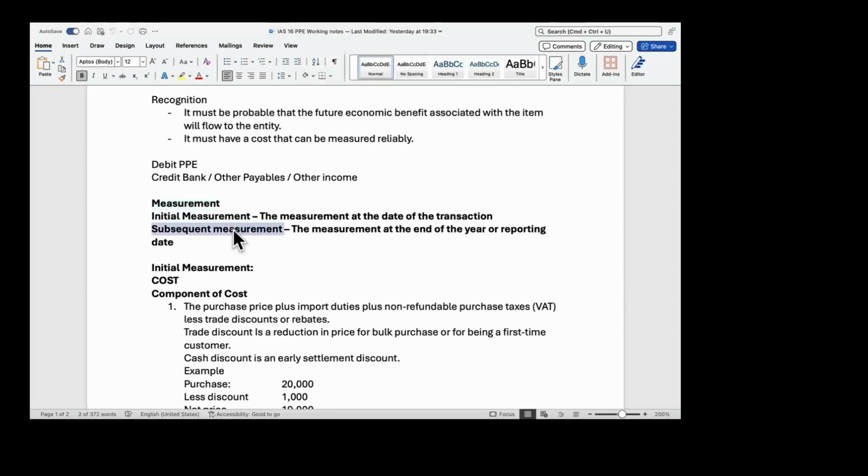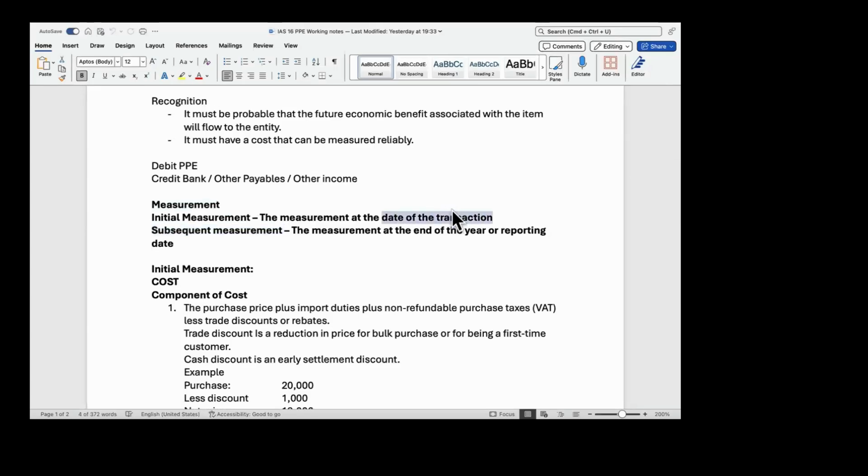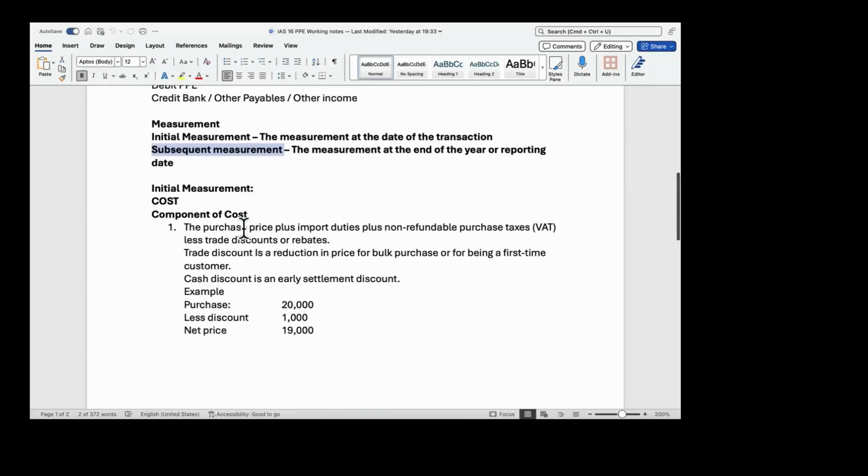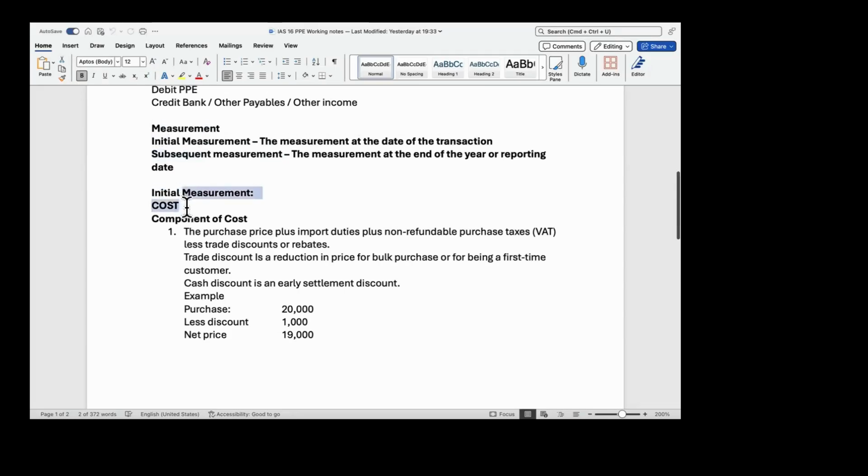Initial measurement is the measurement at the date of the transaction, or the measurement at the date you bought the item, or the date of acquisition. Subsequent measurement looks at measurement at the end of the year or the reporting date. For initial measurement, we said an item of PPE is initially measured at cost.